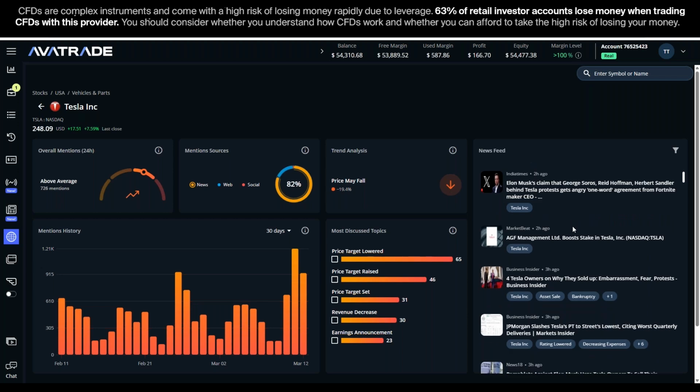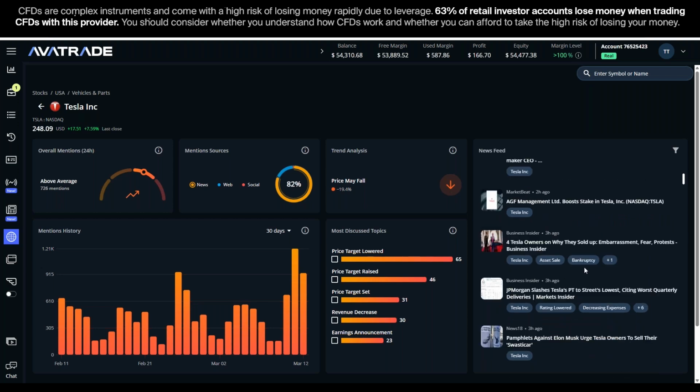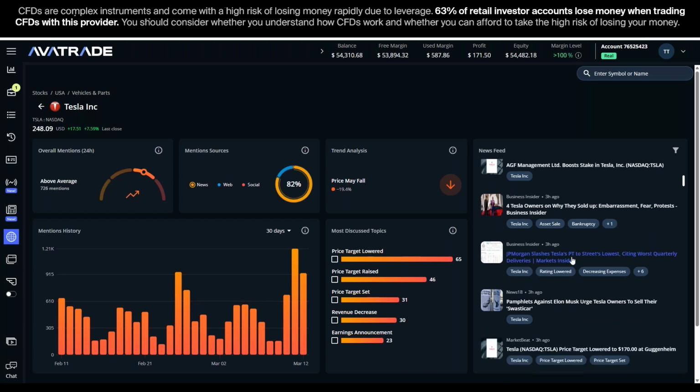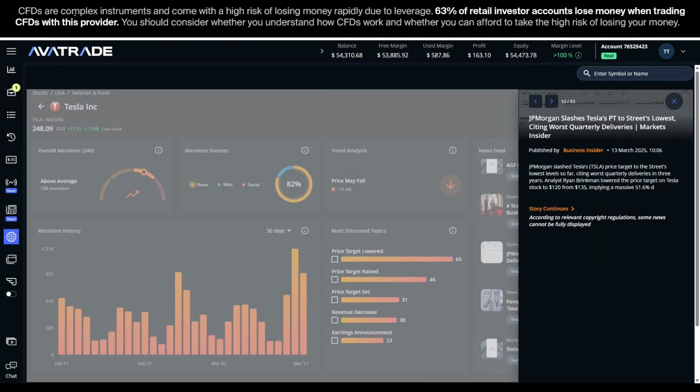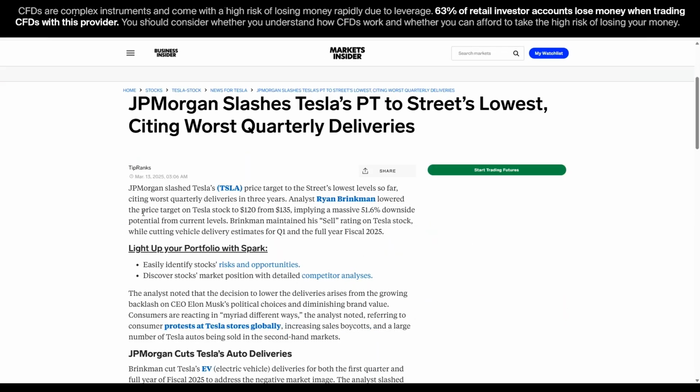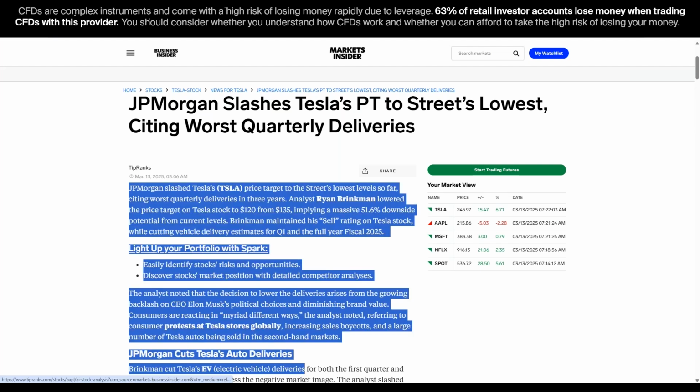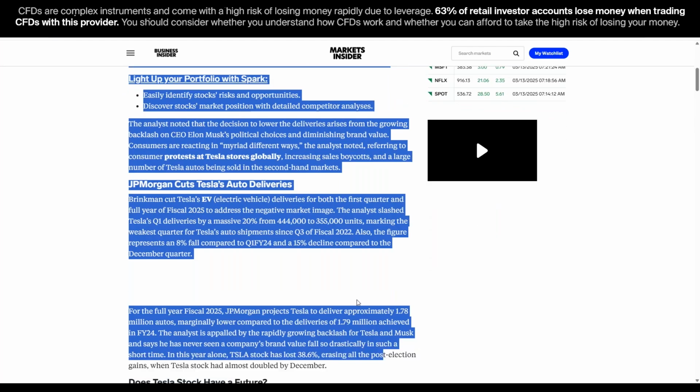And so as we go down, we see other articles. JP Morgan slashes Tesla's PT to street's lowest, citing worst quarterly deliveries. So deliveries are really bad for Tesla for the past quarter. JP Morgan slashing their price expectations. If you read these articles, they're all negative pretty much about Tesla. So the fundamental news is telling you here why that technical signal might make sense.